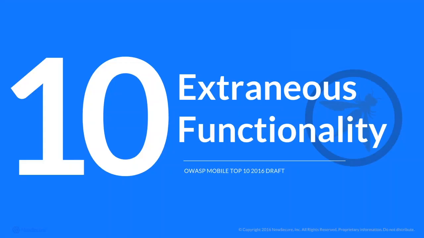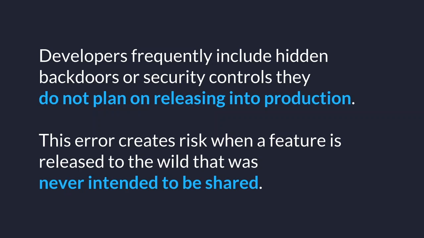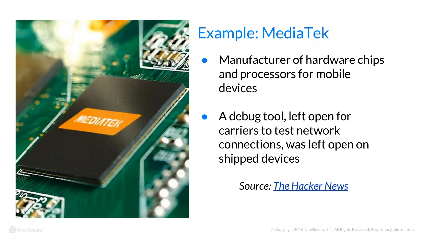And this brings us to number 10 of our 10 risks from OWASP, extraneous functionality. And this refers to developers frequently including hidden backdoors or security controls they don't plan on releasing into production. And this error creates risk when a feature is released into the wild that was never intended to be shared. And we have an example here from a Taiwanese chip maker called MediaTek. And well-known researcher Justin Case discovered a backdoor that allowed complete remote access on Android devices.